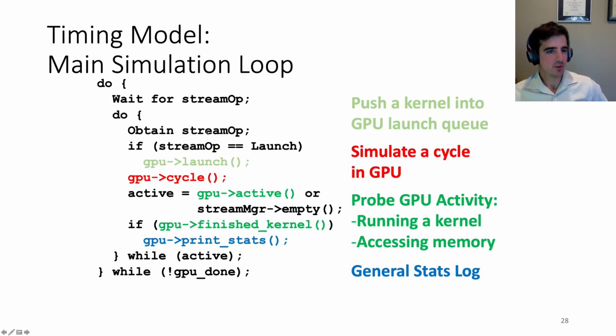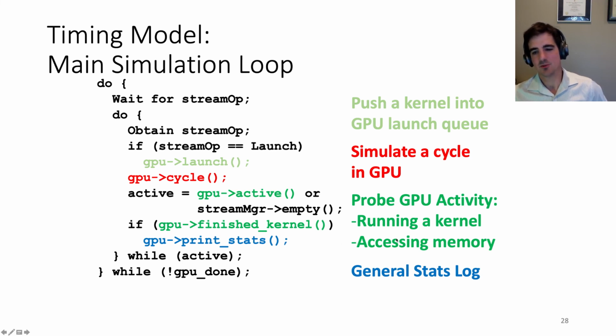You can push multiple types of operations into this stream. You can push a mem copy, you can push a device synchronize, etc. Whenever we push a launch into the stream, that's when we will launch a new kernel. We determine if the GPU is still active and what makes it active. If it's still running a kernel or it's still accessing memory, then we know the GPU is still doing something, so we want to keep cycling it to make sure it can finish.